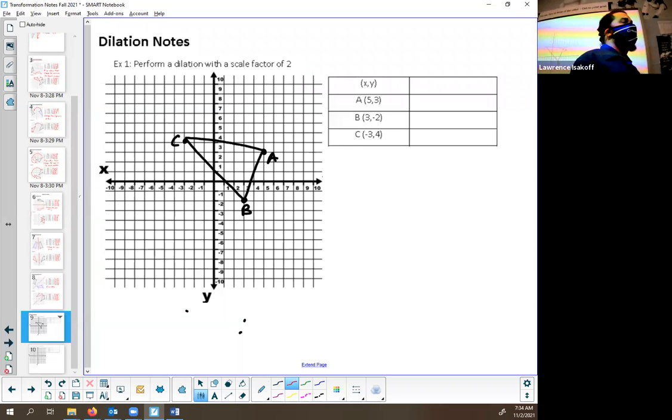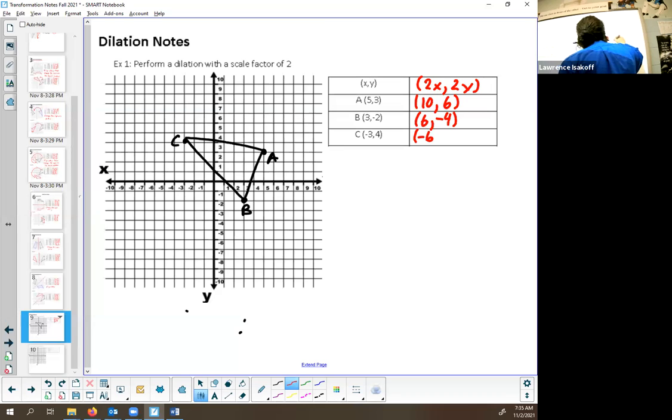Now, if it's a scale factor of 2, all I'm going to do now is 2x, 2y. So I literally just multiply everything by 2. So 5 times 2, 10, 3 times 2, 6, 3 times 2, that's 6 again. -2 times 2, -4. -3, that'd be -6, and -4 times 2, it was positive to begin with, so it says +8. I know you're a little bit back there, so it's a little harder to read.